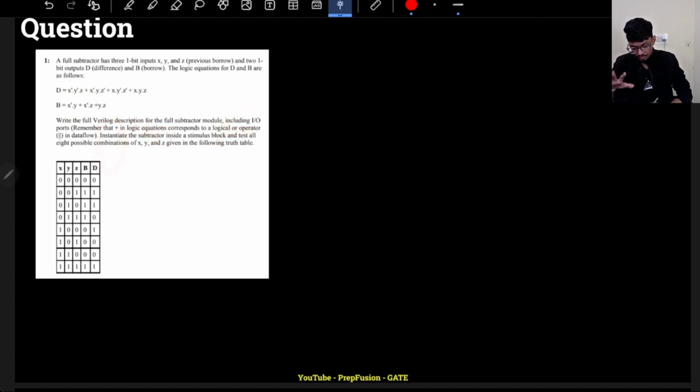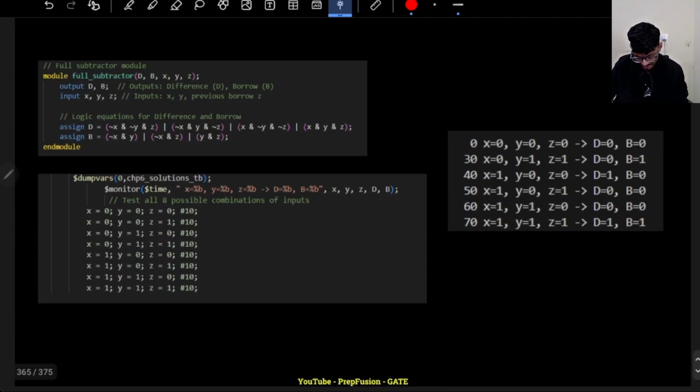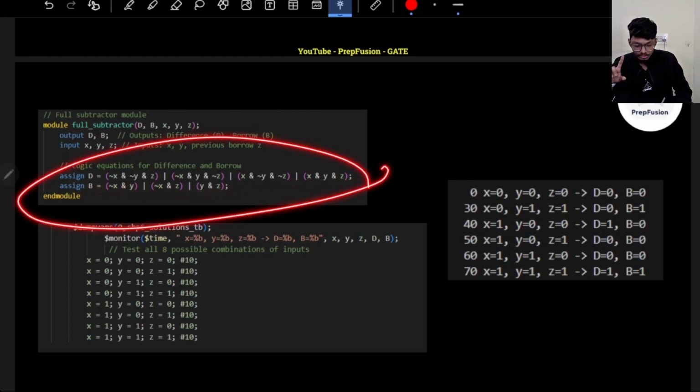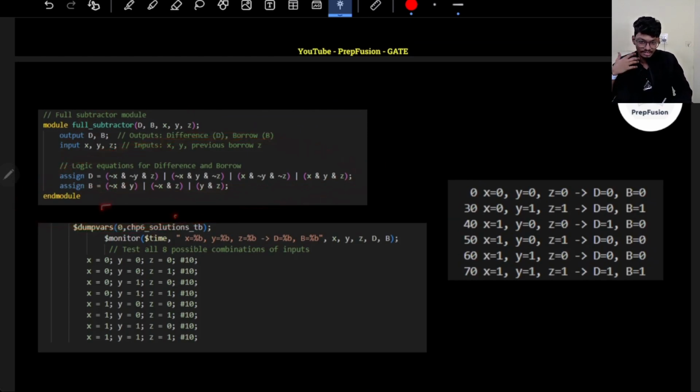Remember that plus corresponds to whatever logical operator. Instantiate the subtractor module inside a stimulus block and test all the 8 possible combinations. So this is basically a coding assignment only, and I have done this here. I first made a full subtractor with the following logic equations. Now that I think of it, this will only work for 1 bit, if x, y and z are all 1 bit. If they are not 1 bit, then this will not work. So remember that x, y and z have to be 1 bit. I will write that in the code itself.